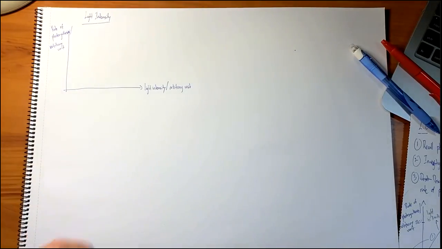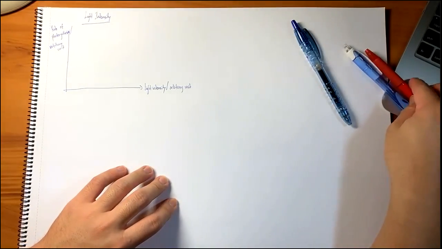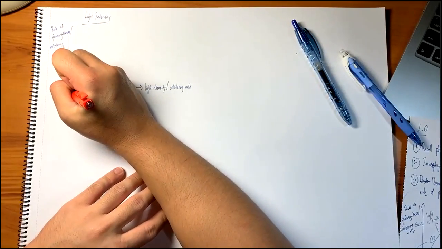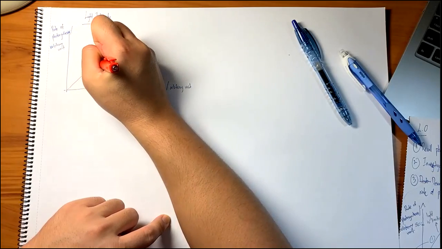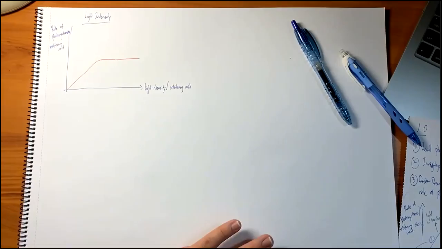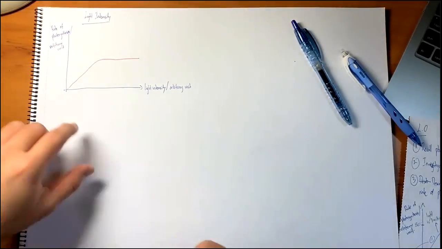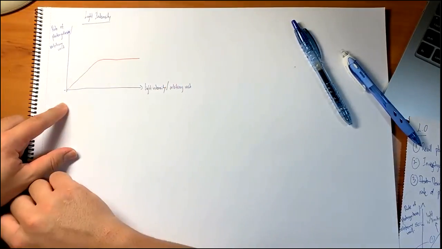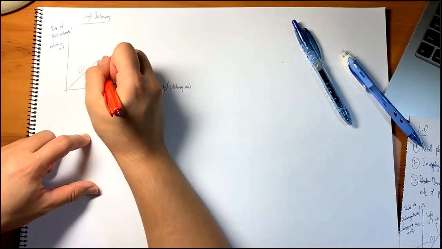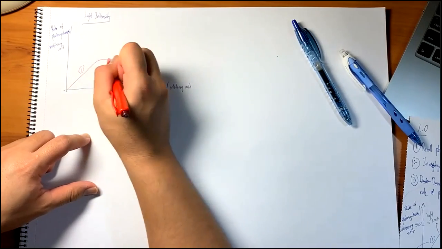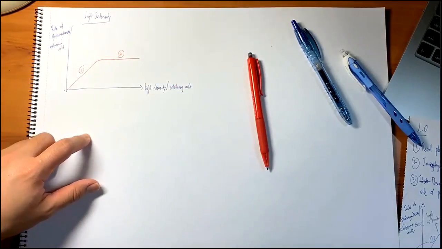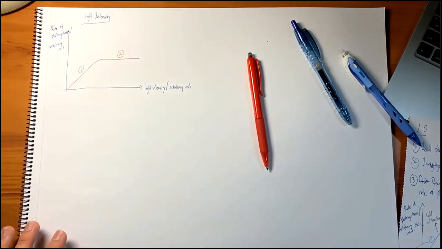And how should your graph look like? Your graph should look something like this. It goes up gradually, and then afterwards it starts to level off. As you can see clearly, it can be divided into two parts: part number one, which is this, and part number two, which is this. So we can describe and explain using this.